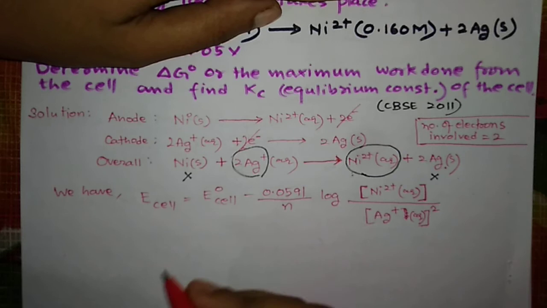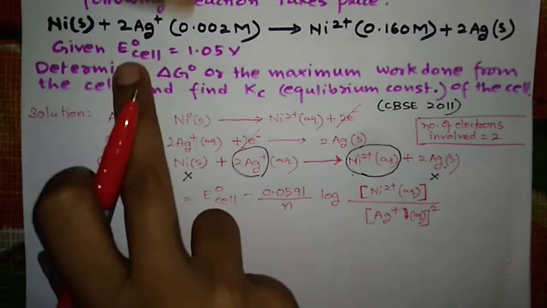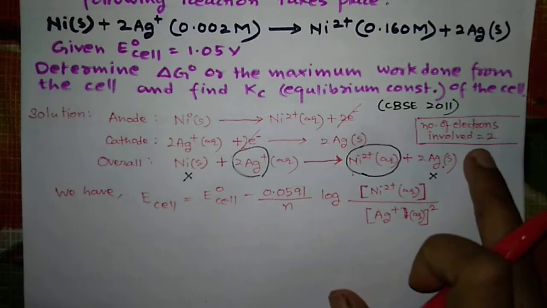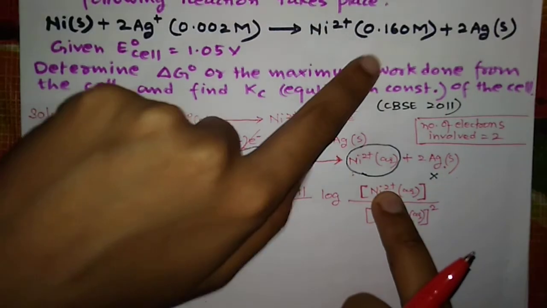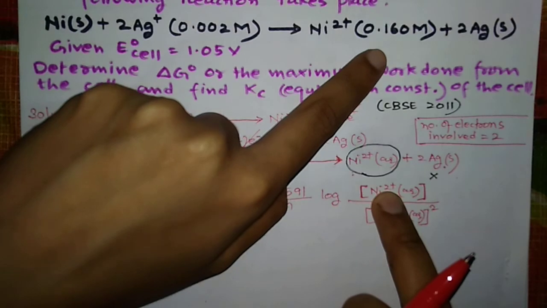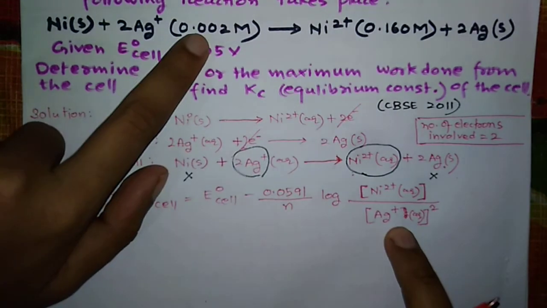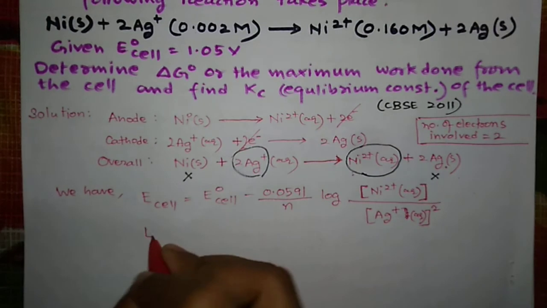Okay, so we have to find E cell. E naught cell is given in the question, right? E naught cell is given, you can see here. And the n value we found out is 2, and these concentration values are given. For nickel 2 plus, the concentration value is 0.160 molar, and for Ag plus the value is 0.002 molar, right? So it will be given in the question. So we can find out the E cell very easily.